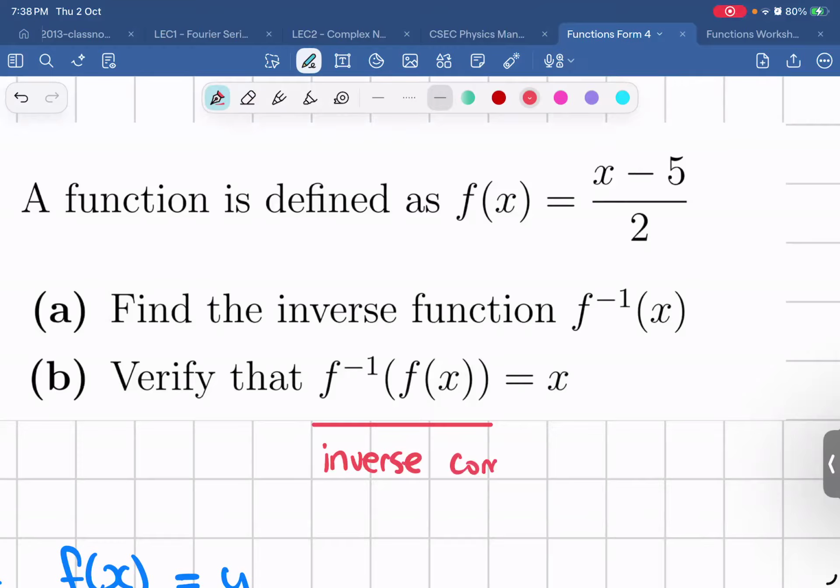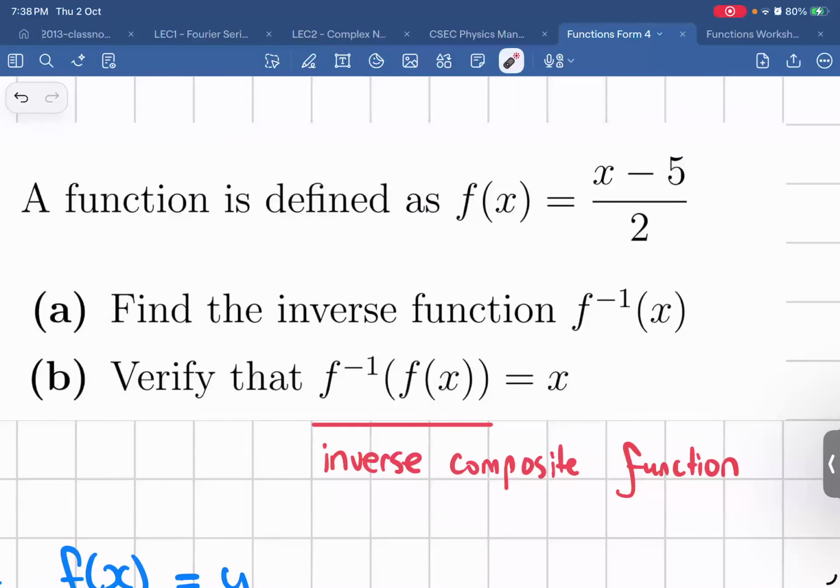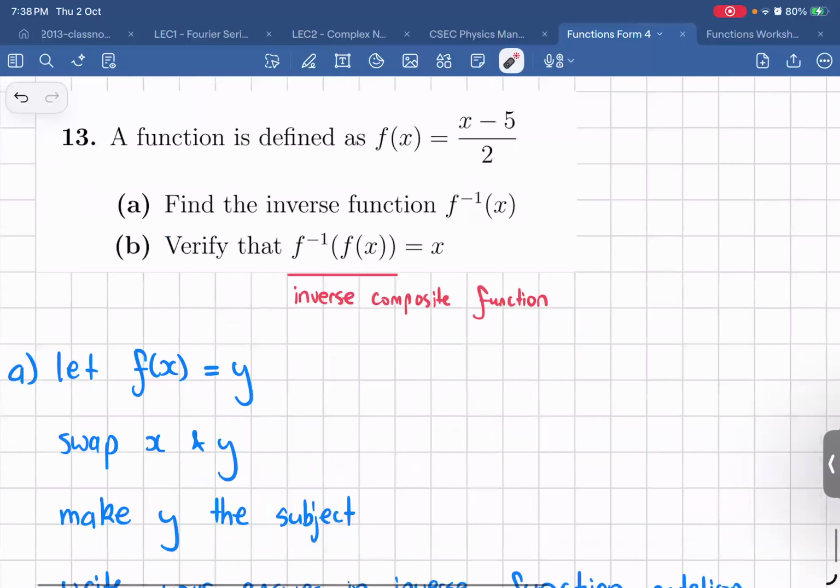Inverse composite, the inverse composite function. So guys, let me know if you are seeing the f minus one as well. Are you seeing the inverse? And let's see, f of x is the function on the inside.